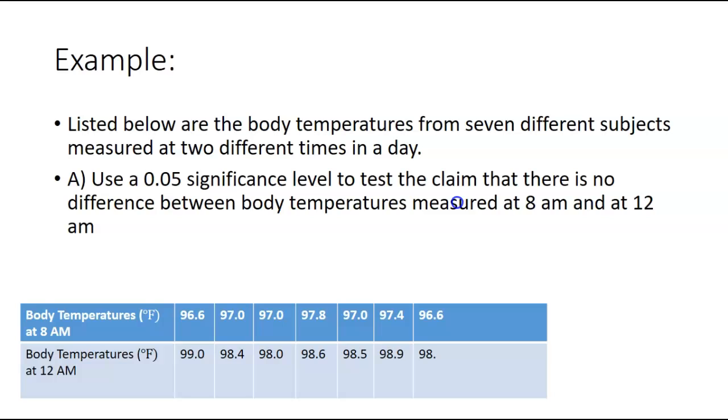So here's one for you to try on your own. This one is paired. It's looking at the body temperatures at 8 a.m. and at 12 a.m. So try finding a 0.05 significance level to test the claim that there's no difference between body temperatures measured at 8 a.m. and at 12 a.m.